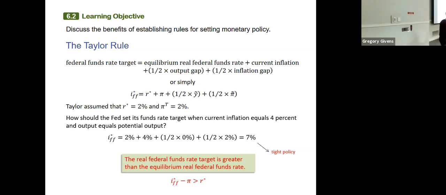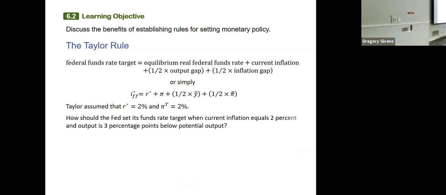Okay, how are we doing so far? All right. One more. I'm going to drill this into your brains. How should the Fed set its funds rate target when current inflation is 2%, but output is 3 percentage points below potential output?